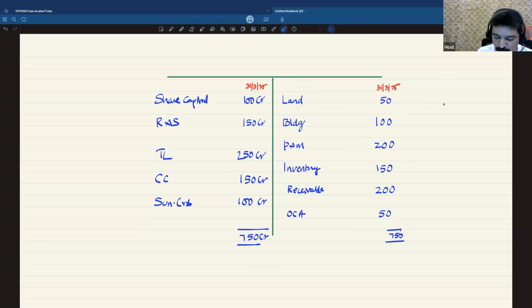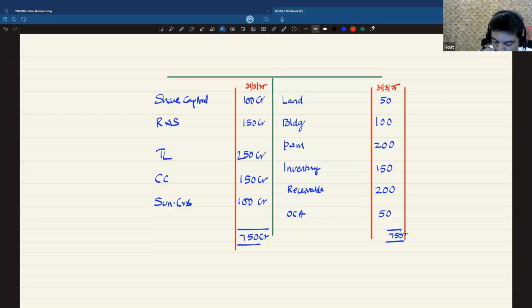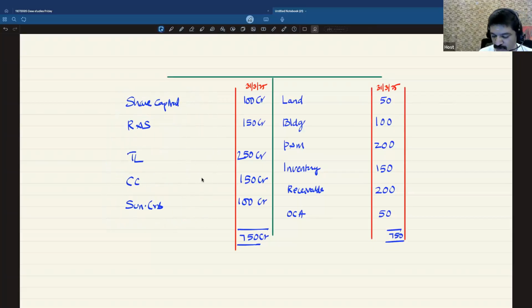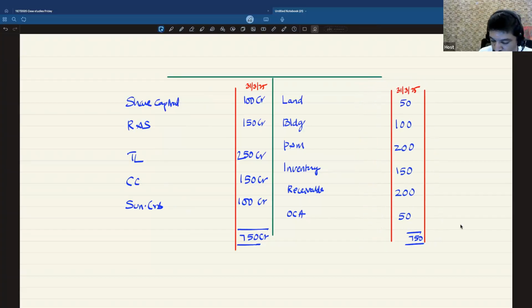Okay, so this is going to communicate only the position as at what? 31st March. You may not be able to make out anything significant by looking at this. But if you have some more additional information, you will be able to make some deeper analysis into this. What is that additional information? Let's say if you have the previous year information, that is as at 31st March 2024.